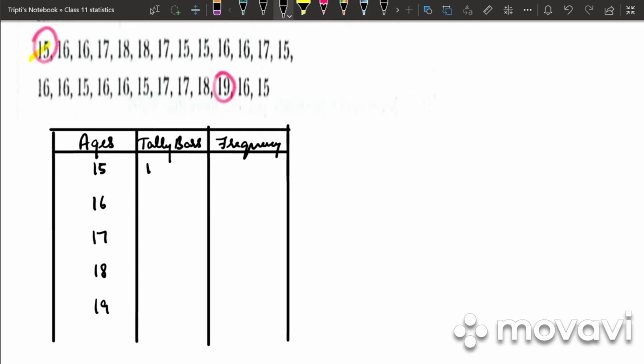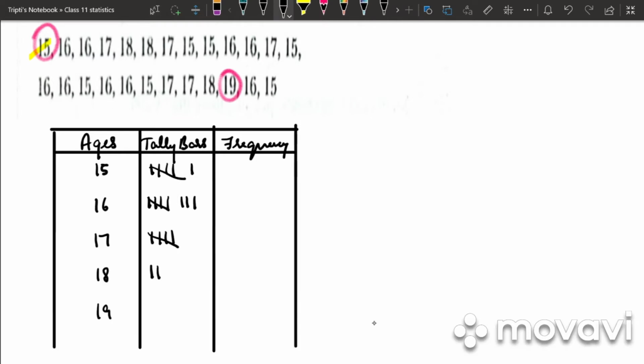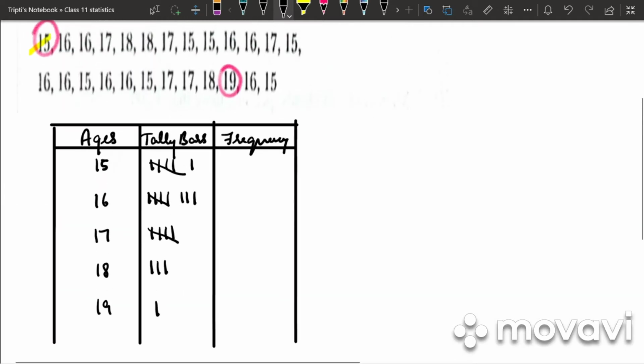Over here. Then we have 16, then again 16, 17, 18, 18, 17, 15, 15, 16, 16, 17, 15, 16, 16, 15, again 16, again 16, then we have 15, 17, 17, 18, 19, 16 and 15. Next we have to write the frequency.